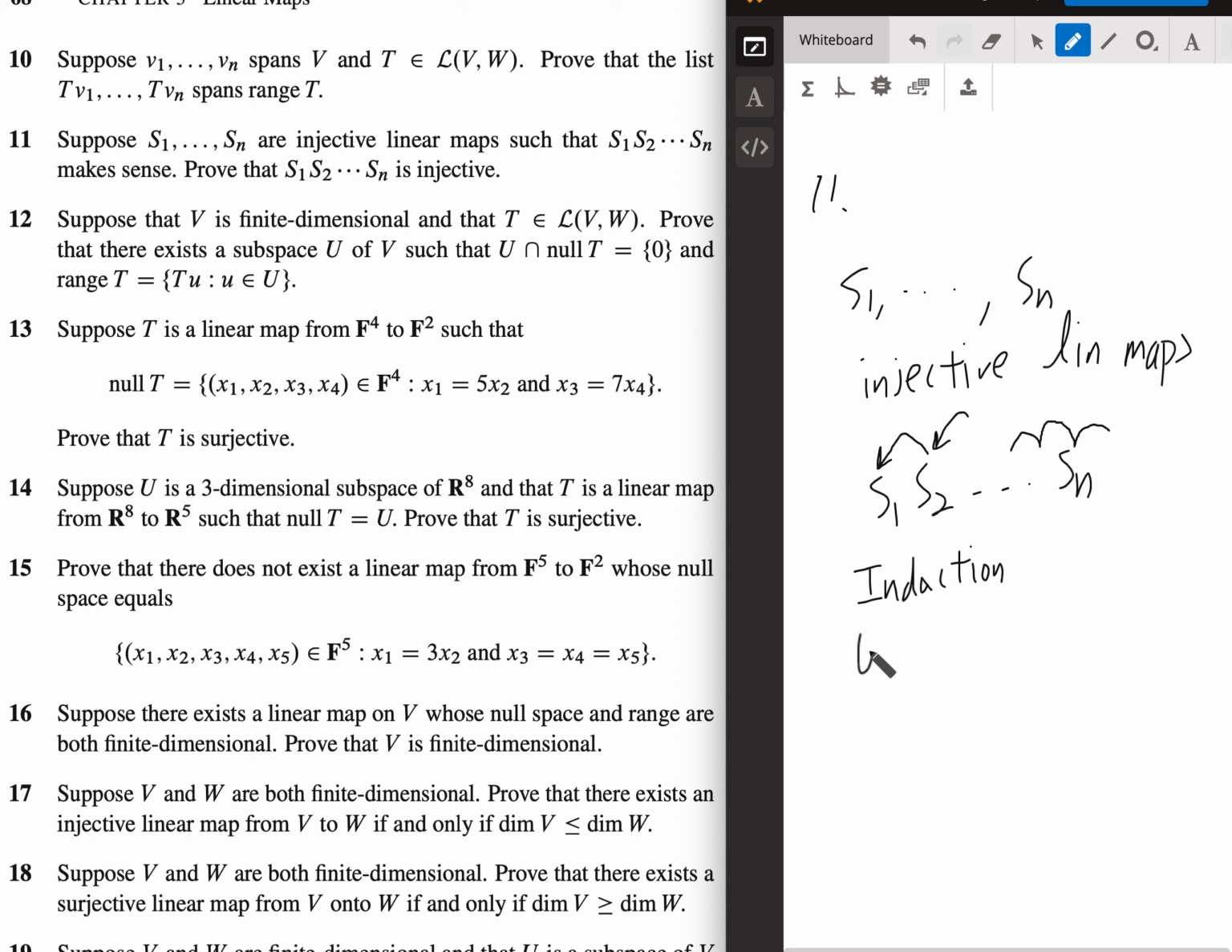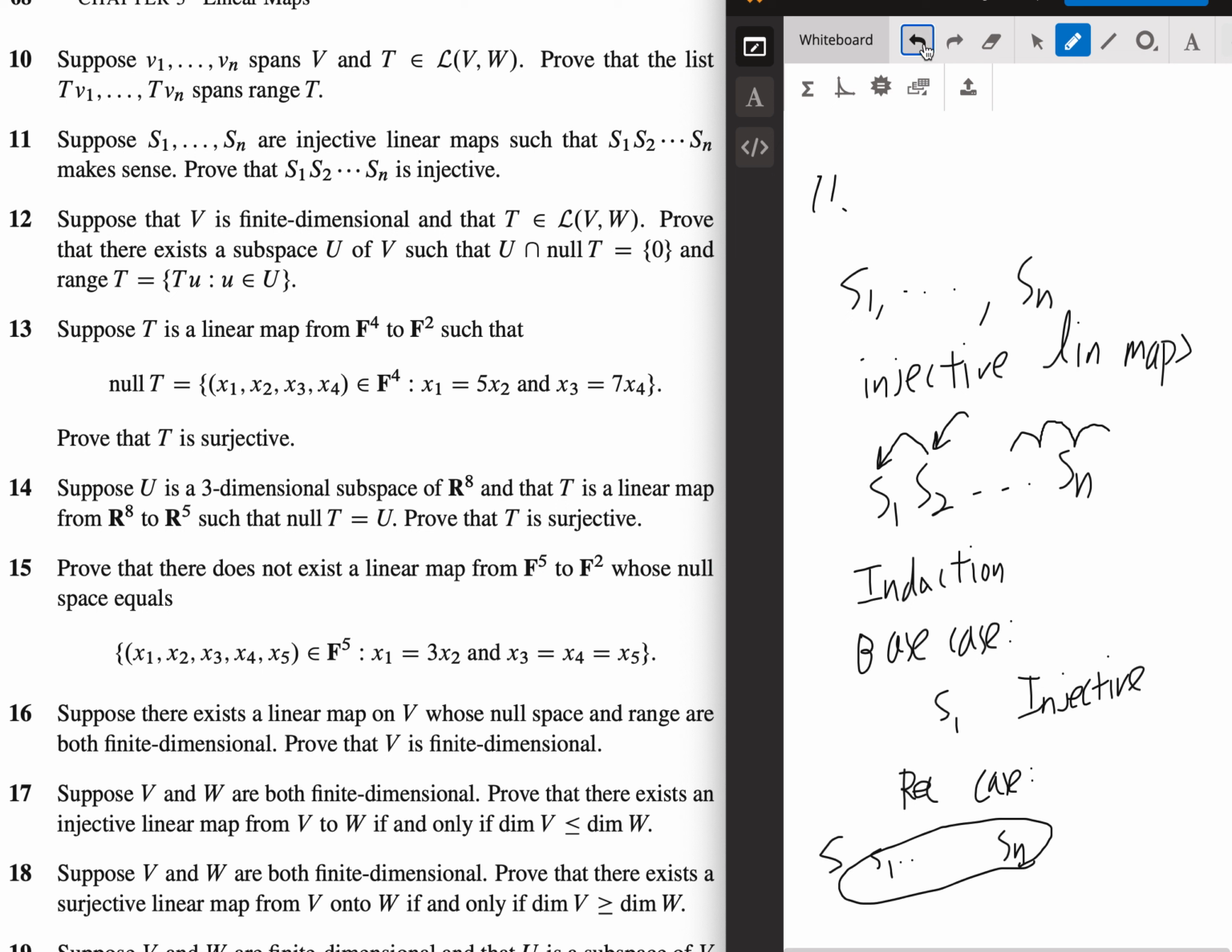So what's your base case? A function by itself is definitely injective. And the recursive case is if you have a chain of n injective functions that composed, that makes sense, if you add another function in front of it, then it's still injective. So assume that this is injective already.